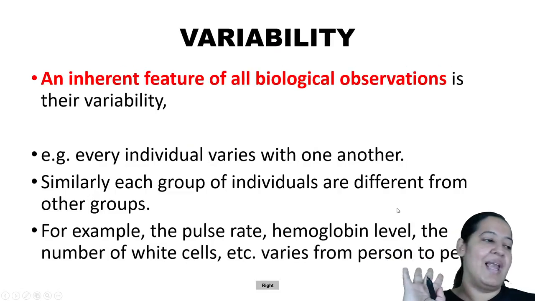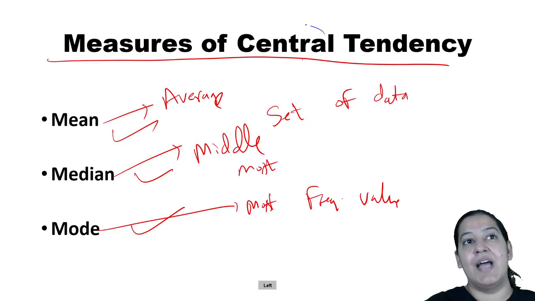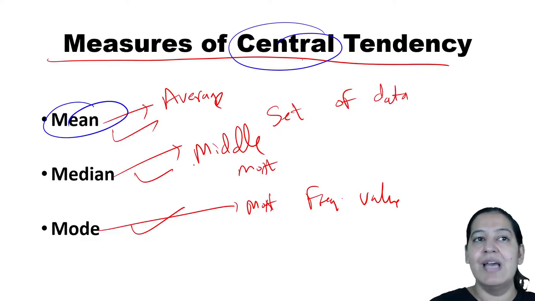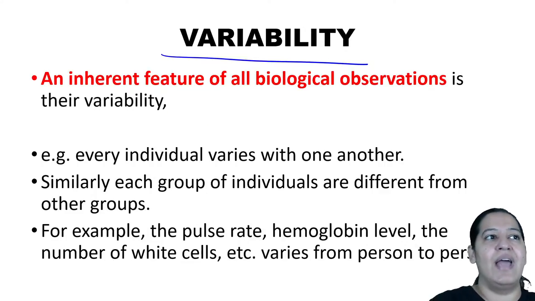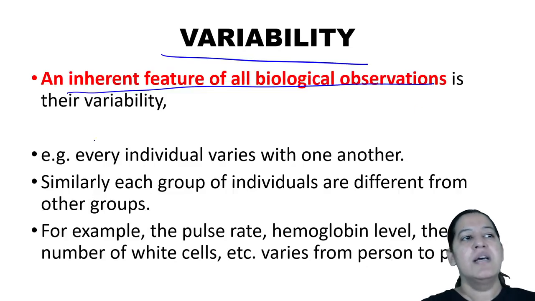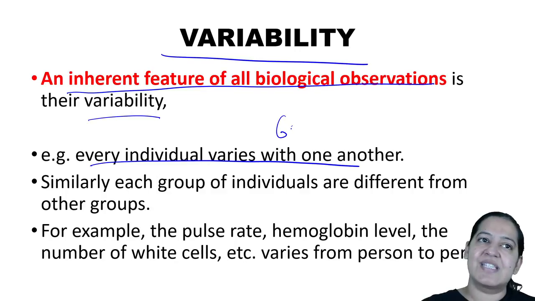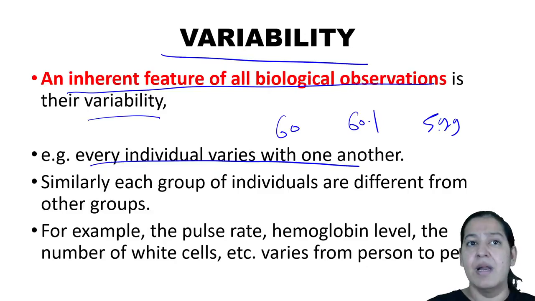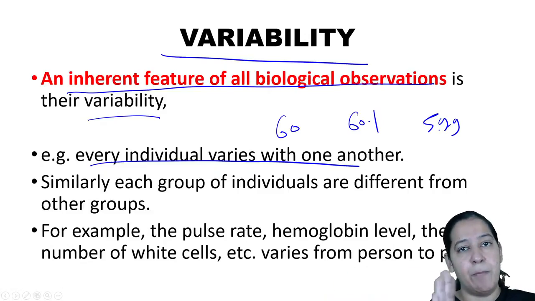Today I am starting my lecture with variability, the opposite of central tendency. Central tendency, mean, we most commonly use. So let me give you an example. What do you mean by variability? An inherent feature of all biological observation is variability. Every individual varies from another. If one person weighs 60 kg, another may weigh 60.1 or 59.9. Anything can happen. That is variability. Variability is the opposite of similarity.